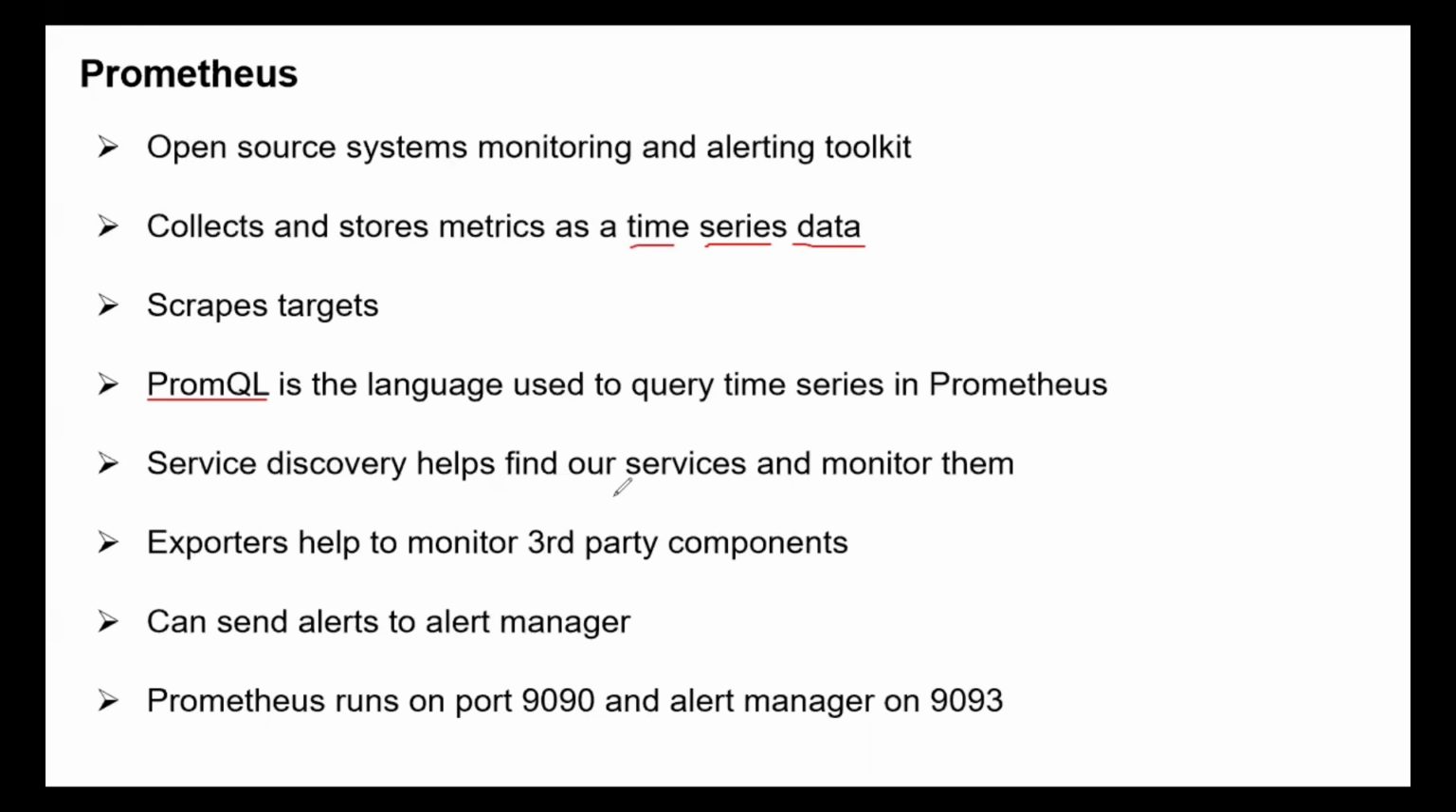And there are exporters that will help to monitor third-party components. If we want Prometheus to monitor any third-party services, it could be a database or a messaging queue, etc., then we'll have to install the appropriate exporters that are available on the Prometheus website, and through the exporter, Prometheus would be able to scrape endpoints and get us the metrics. It can also send alerts to the alert manager. It is another component within Prometheus that is running on port 9093, and Prometheus by itself is running on port 9090.